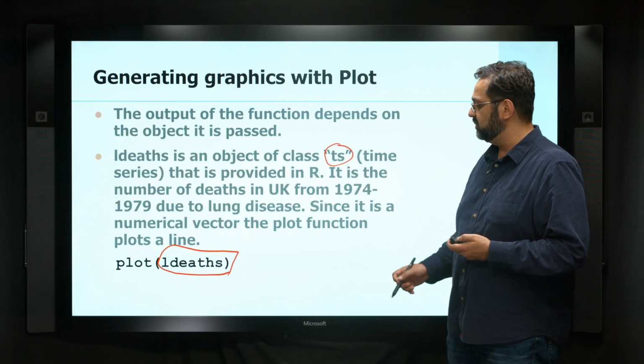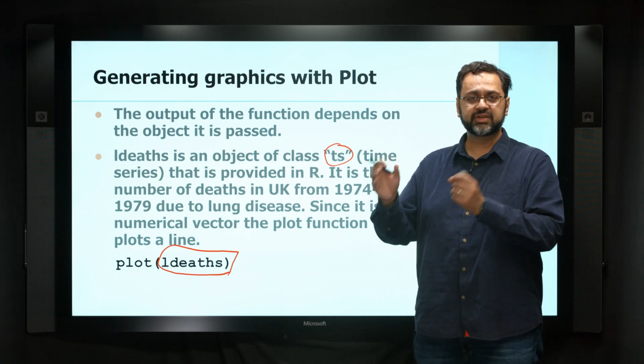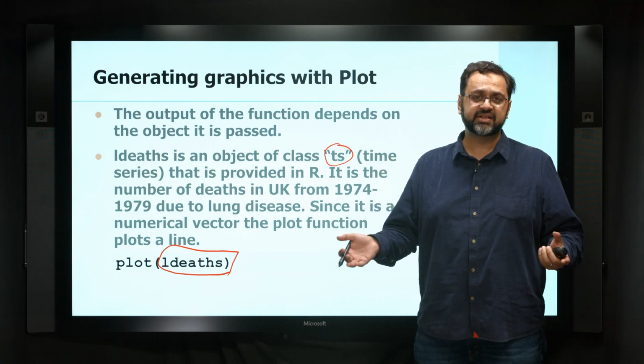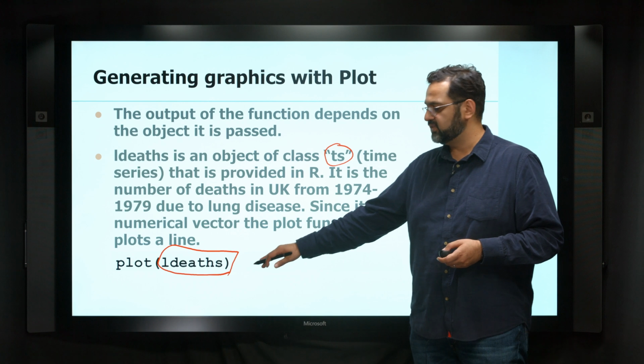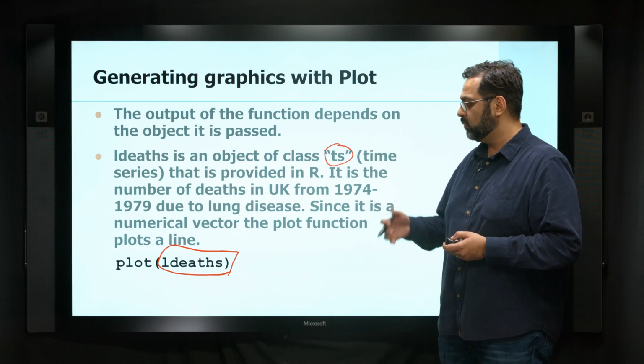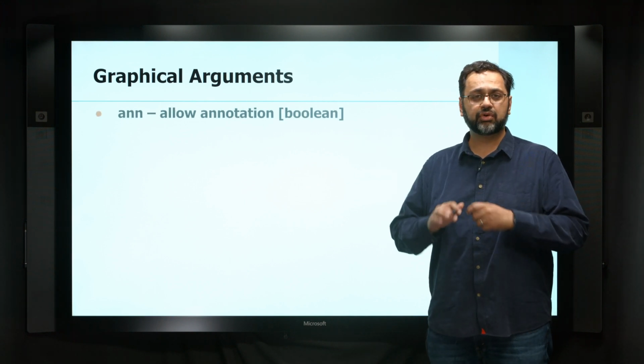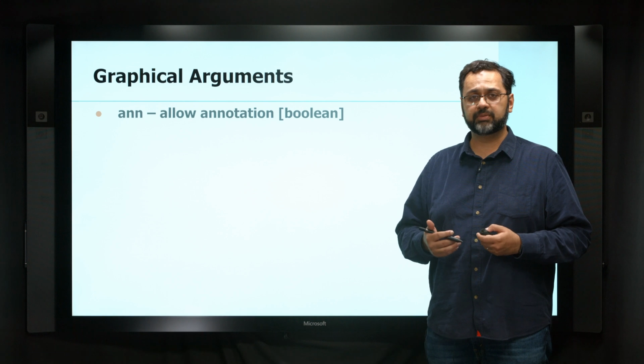So the main thing here is that just by using this one line, plot, give it the object, it does it. That's it. And based on what kind of object it is, it will pick its appropriate way of displaying it. So now what other arguments can you add to this? One is that we can tell it not to put any annotations yet. I'm going to put them one by one.